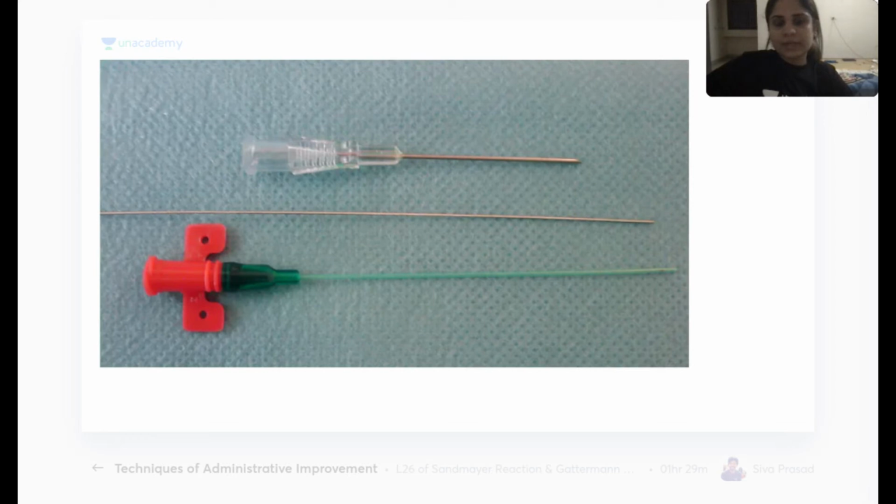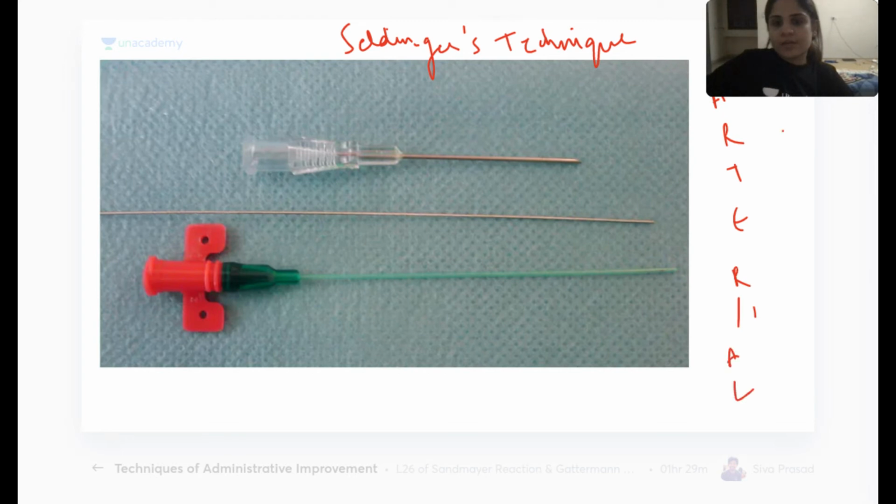Okay, I'll give you one hint. This is inserted by the Seldinger's technique. FNAC? No. Not epidural. Okay, what is Seldinger's technique? Anyone? All right, so this is your arterial cannula.